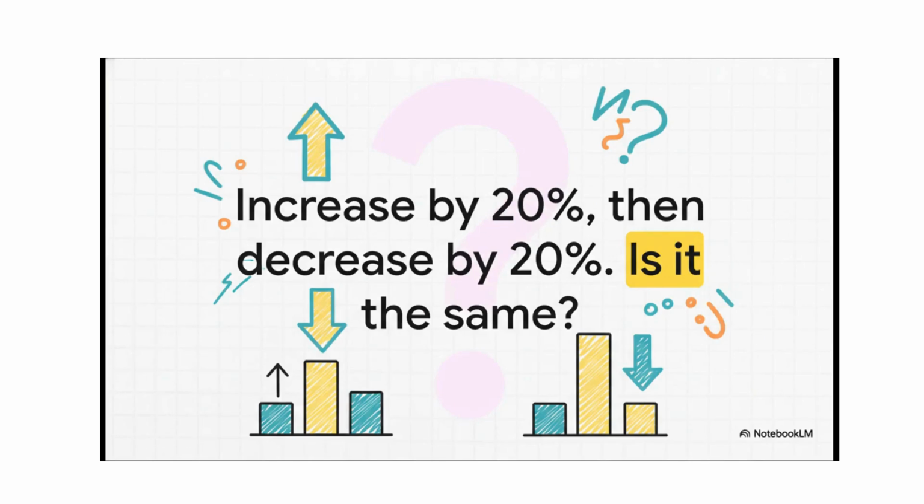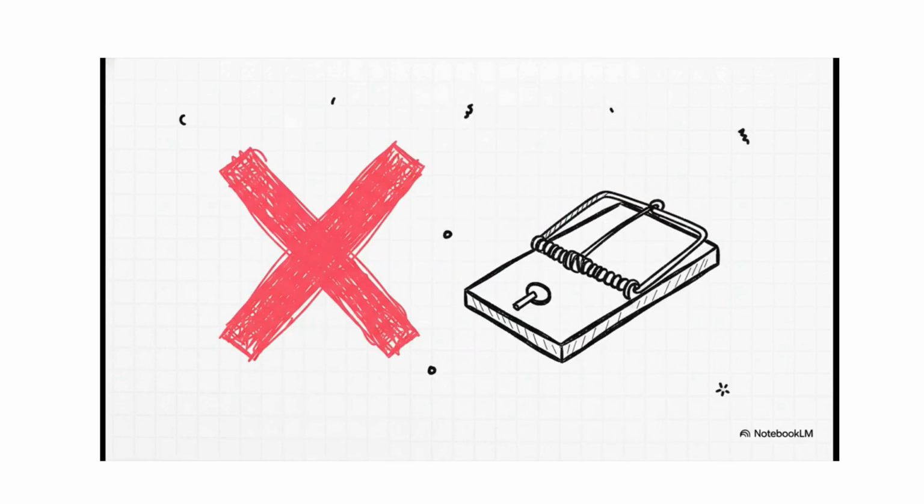It seems pretty straightforward, doesn't it? You increase a number by 20%, then you decrease it by 20%. They should just cancel each other out, right? You should end up right back where you started. Shouldn't you? Well, the answer is no. The final number is absolutely not the same.